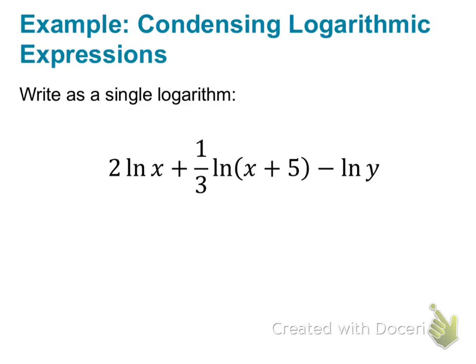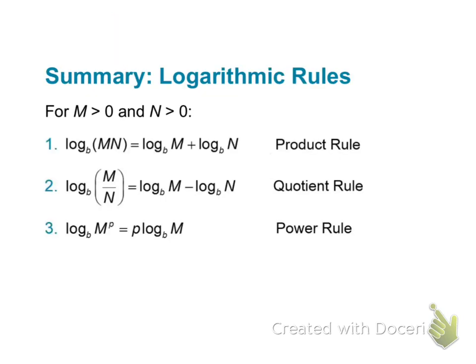In this example, we're asked to condense the given logarithmic expression. We're asked to write the logarithmic expression as a single logarithm. So now we need to apply these logarithmic properties in the right to left direction. If we move from right to left, we're condensing.